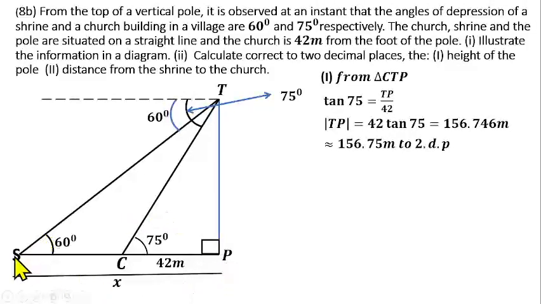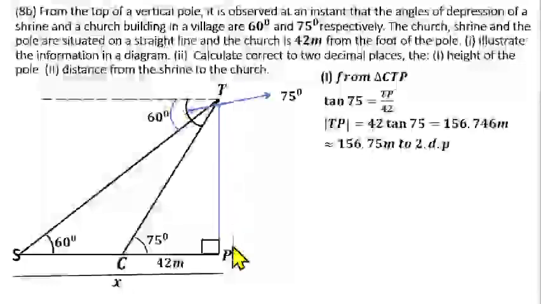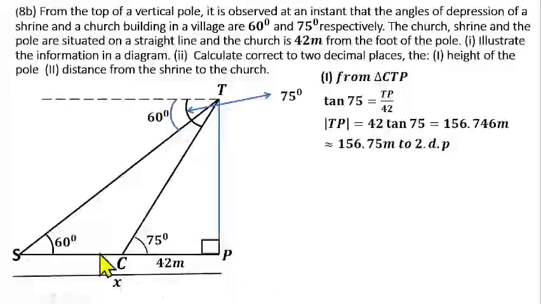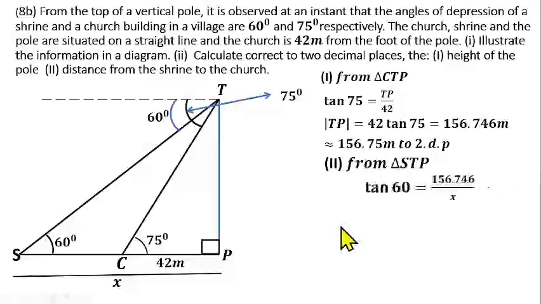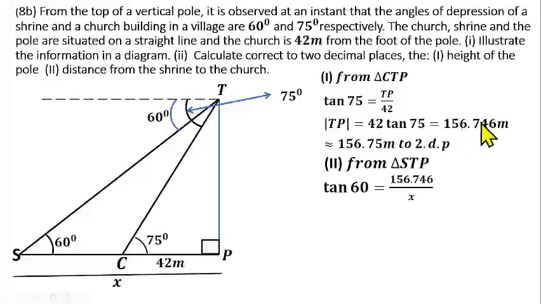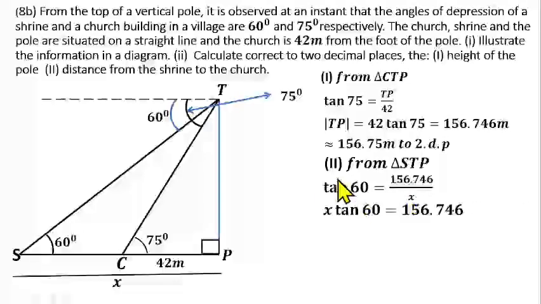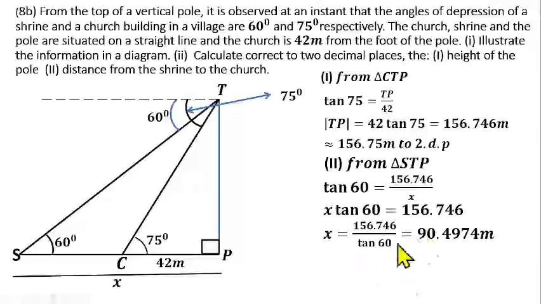Then we can use triangle STP, the big right angle triangle, to find this side. We know this angle and we have this side of that triangle, so we can use opposite over adjacent as well, which is tan. Tan 60 will be equal to opposite, which is 156.746, what we got here as the height of the pole, over our X, which is this side. So you can cross multiply: X times tan 60 equals this. Then divide both sides by tan 60. So X will now be 90.4974 meters.